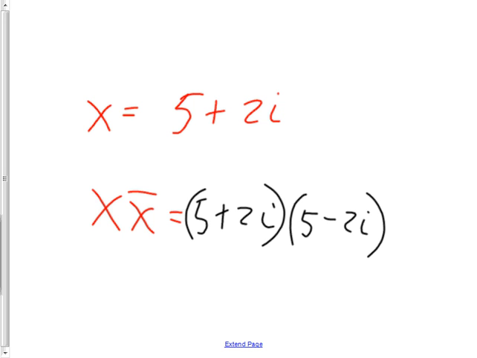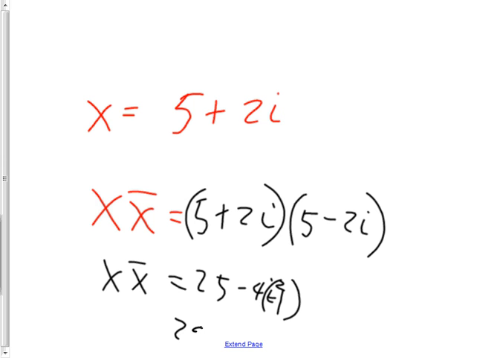All right, so back to what we actually had, which was this. And you should have said that x times x conjugate is 25. Outside, inside cancel. That's cool about conjugates. Last is negative 4i squared. I would write it out that way to start with. And then you can replace this with negative 1. And then that becomes positive 4 with 25 makes 29. Raise your hand if you had 29 for your answer.